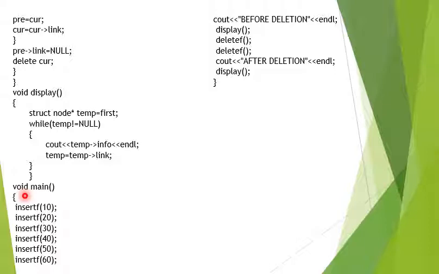It is the head and the main part of the program, so we insert 10, 20, 30, 40, 50, 60, which will be printed as 60, 50, 40, 30, 20 and 10, displaying the elements before deletion. Then you delete an element and display the elements again.